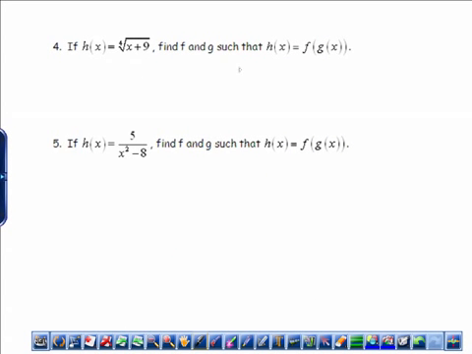Okay, number 4. Here we have another one, and this time they're giving us the end product and they're asking us for the two pieces. Now there are many different answers you could put here, so be easy on yourself. First, I'm going to look at the inside part with g of x, okay? And then I'm also going to look at the inside part of this function. All right, I'm going to let g of x be x plus 9.